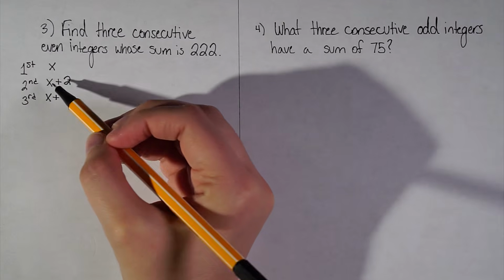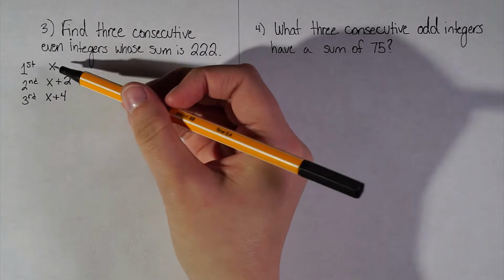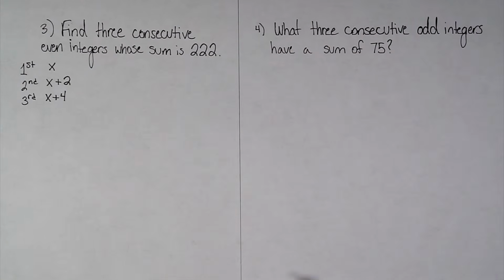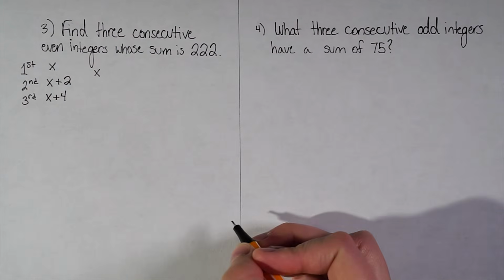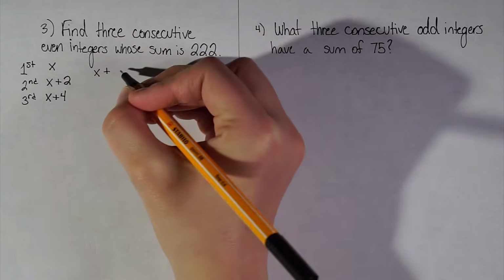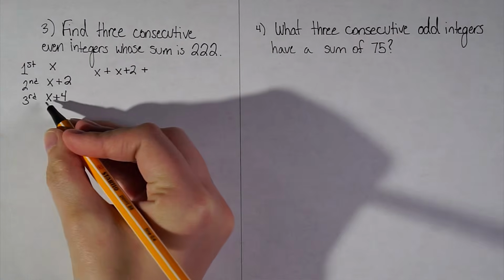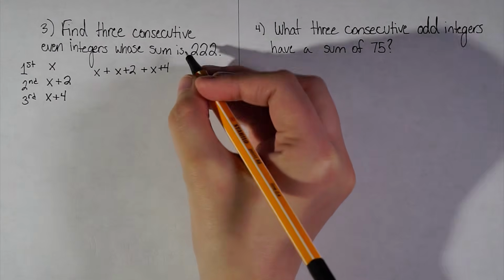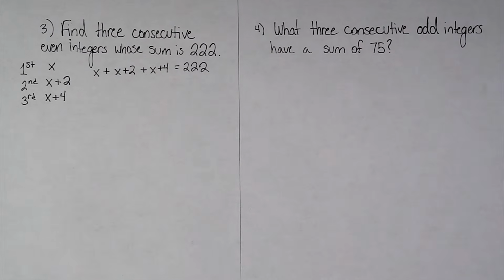So now that I've laid out my 3 consecutive even integers, I need to add each of these together and have my total as 222. So I'm going to do my first integer plus my second integer plus my third integer is 222.